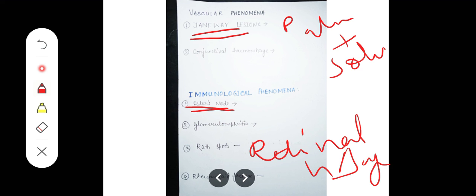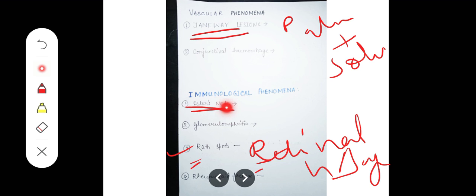Roth spot is again tender. You can remember it like R for Roth spot, R for retinal hemorrhage, which is tender. So all the immunological phenomena that we have seen so far are tender. Osler's node is tender, an immunological phenomenon. Roth spot is also tender, and that is also an immunological phenomenon. Whereas Janeway spot, which is found in the palms and soles, is non-tender, and that is a vascular phenomenon.